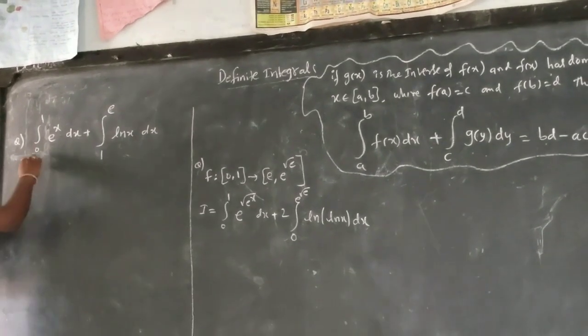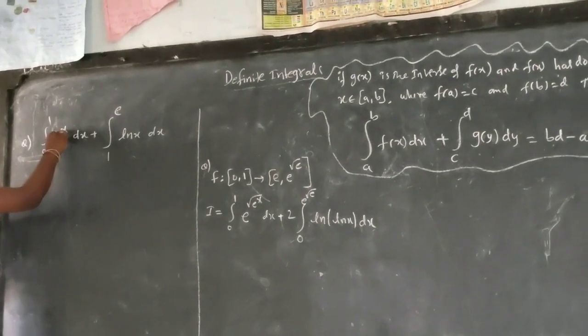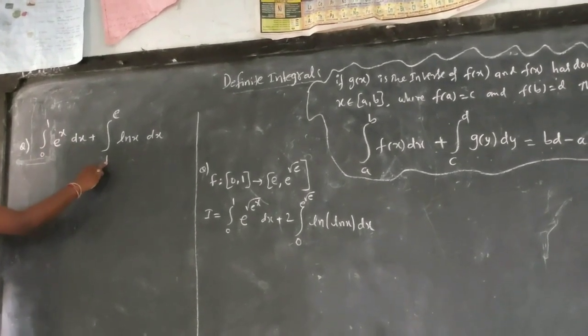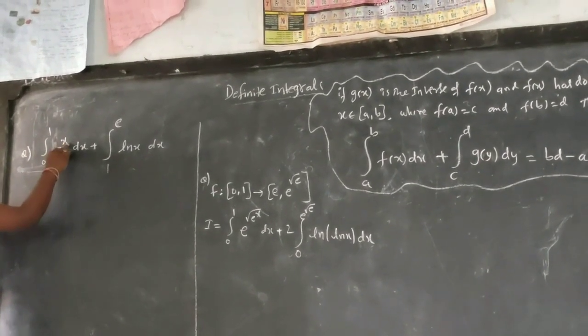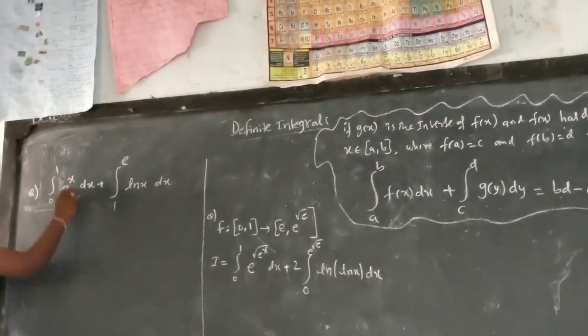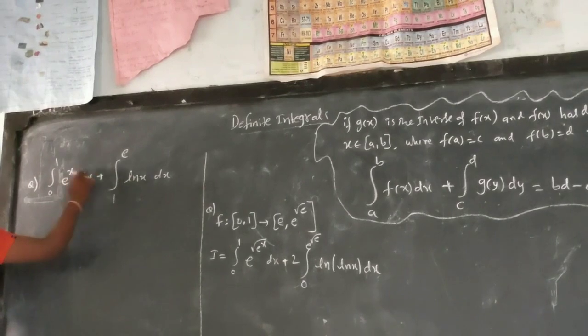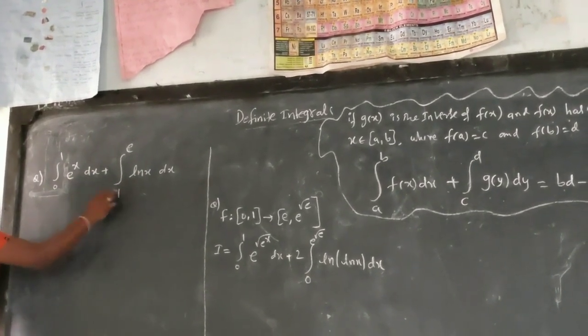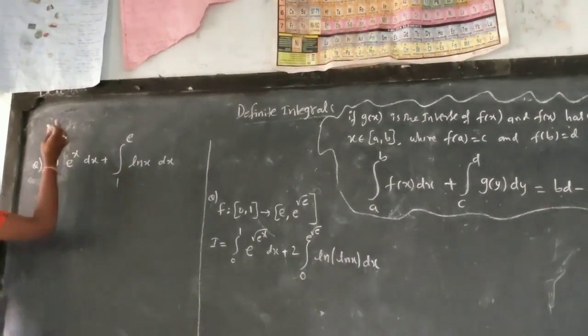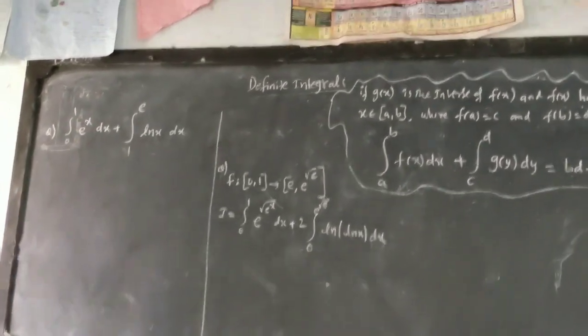You can put 0 in e power 0. How much? 1 you are getting. If I am putting this interval in this, I will get this one. If I am putting this interval in this, I will get this one. Means they are inverse to each other. Simple thing. So e power x inverse is ln x. See here, the limits are also inverse and the functions are also inverse. So that is the simplest formula.